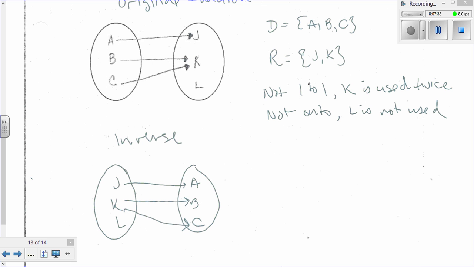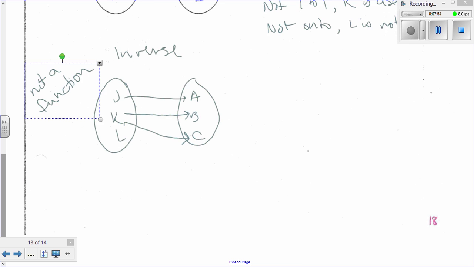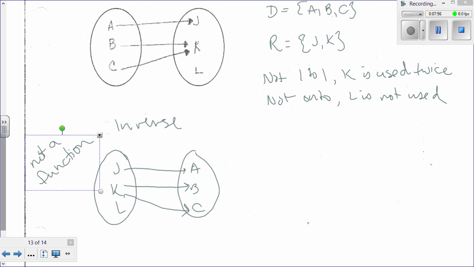This is not a function. And that's okay, the inverse doesn't always have to be a function. It's not a function because my x value is repeated. So here, my domain for my inverse is J and K. My range is A, B, and C.